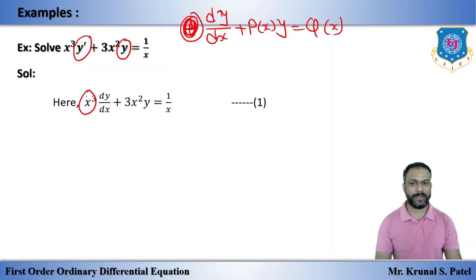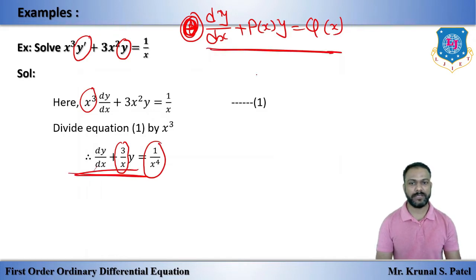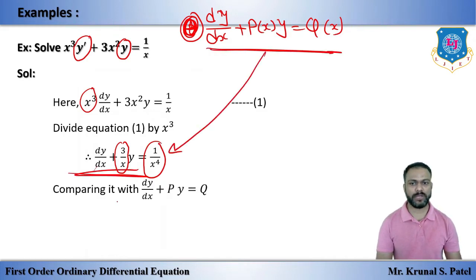So we have to remove x square, so just divide each and every term. So divide equation 1 by x cube. Sorry, not x square, x cube. So x cube cancels out. So divide by dx. Here we have x cube. By cancelling this, we have x, and here 1 by x cube, then x to the 4. Now this is your p of x and this is your q of x, because if we compare this equation with dy by dx plus py is equal to q, then p is equal to 3 by x and q is equal to 1 by x to the 4.